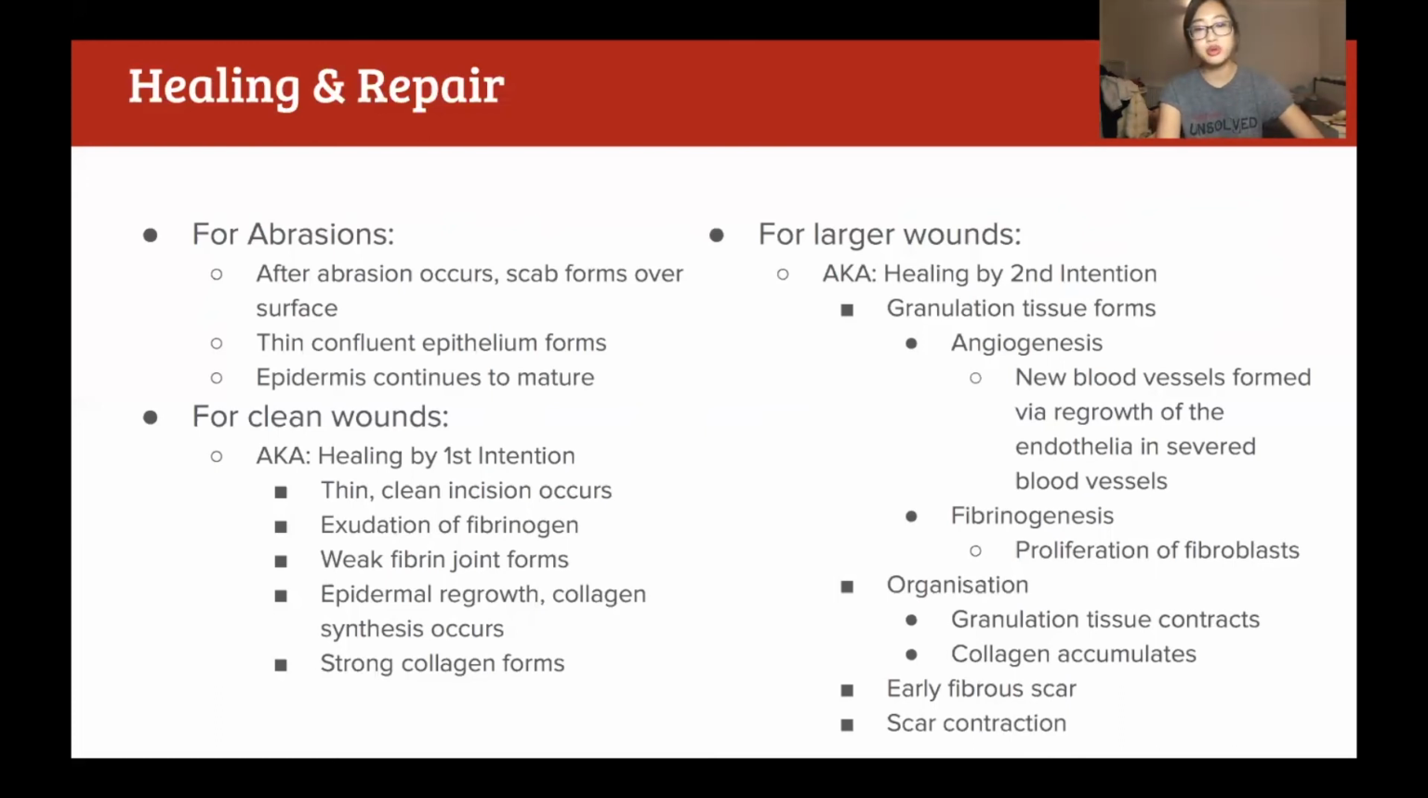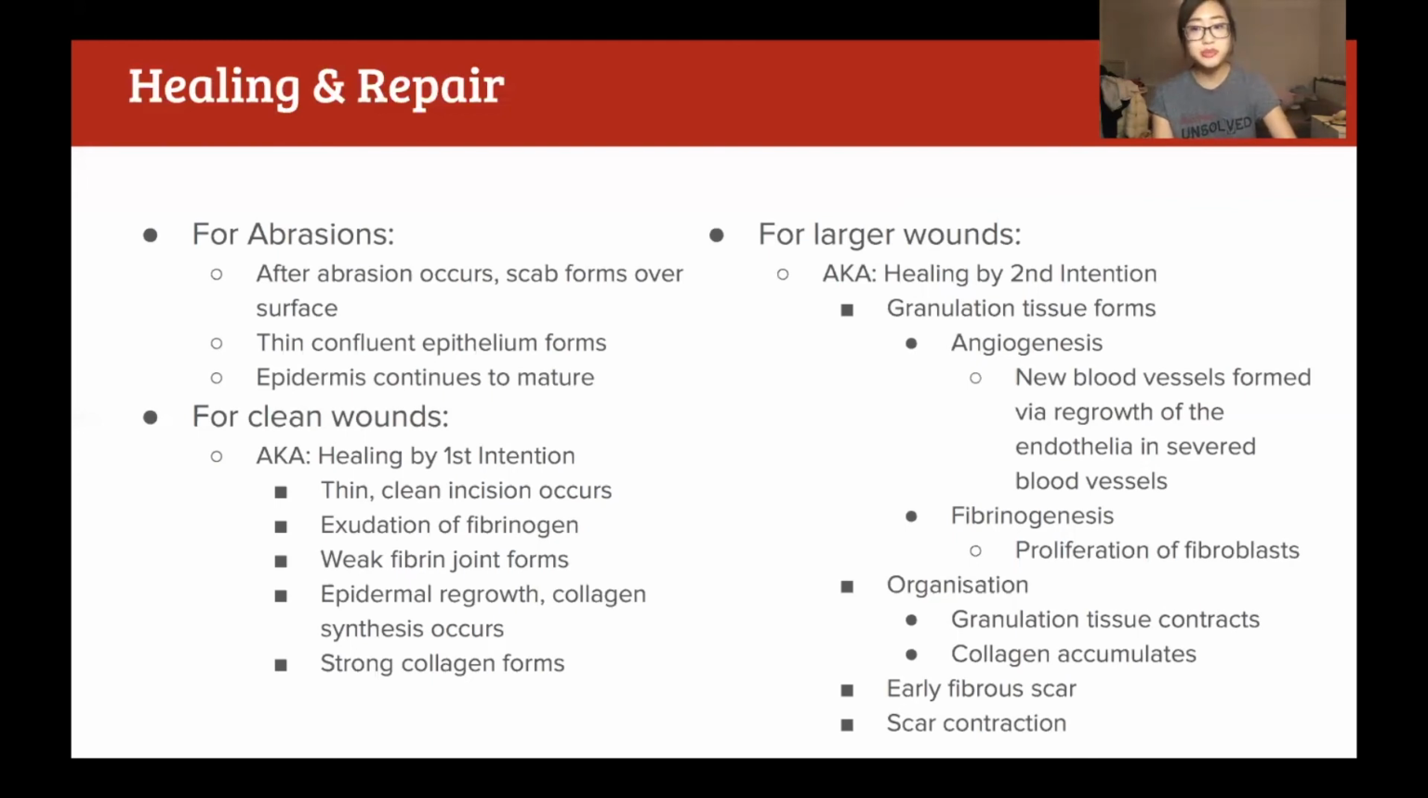But what about clean wounds, like paper cuts or even surgical wounds? Or this time when I cut myself, I think it was on the edge of my scissors. I didn't even think that there was anything wrong until I saw a bit of blood, and then the next day the whole wound was just gone. I don't know what happened, but we now know that that was healing by first intention.